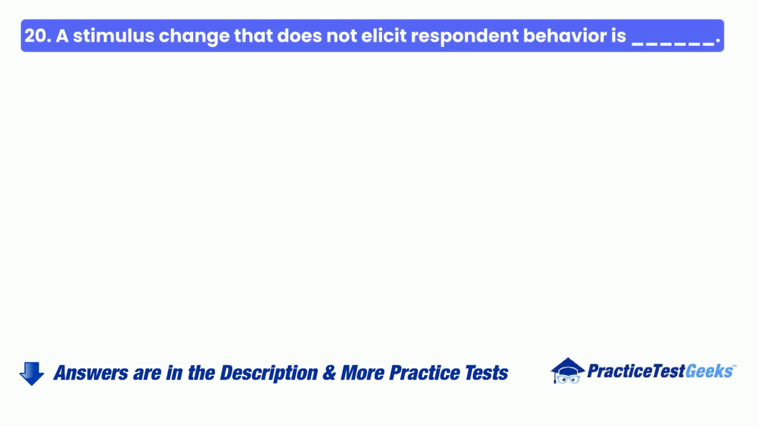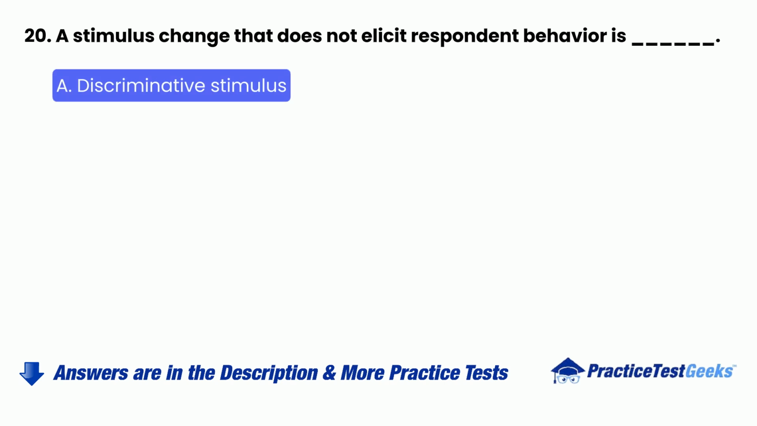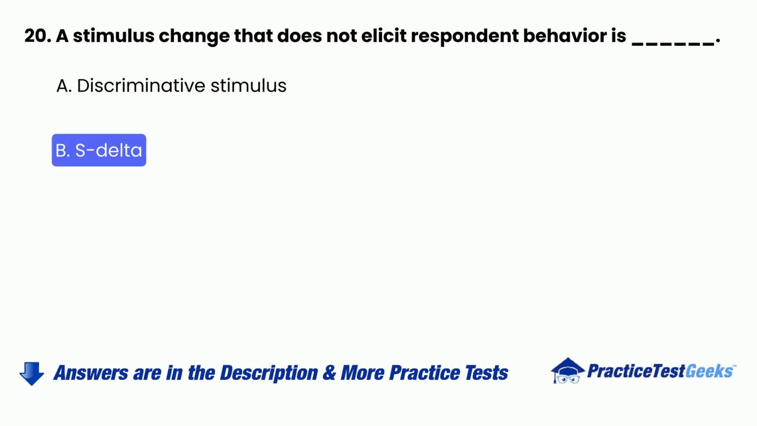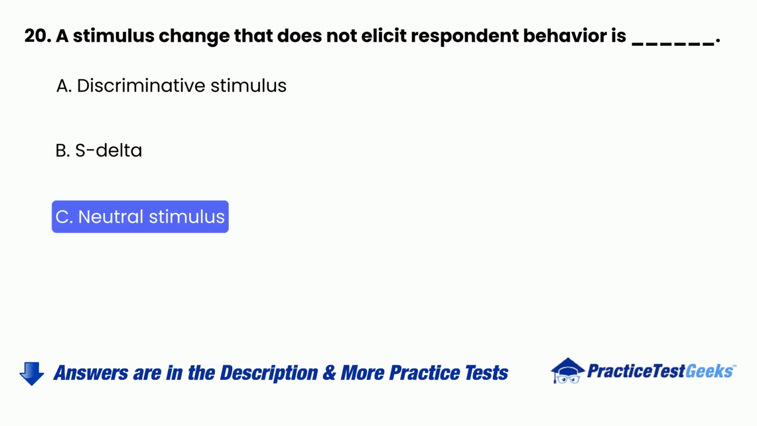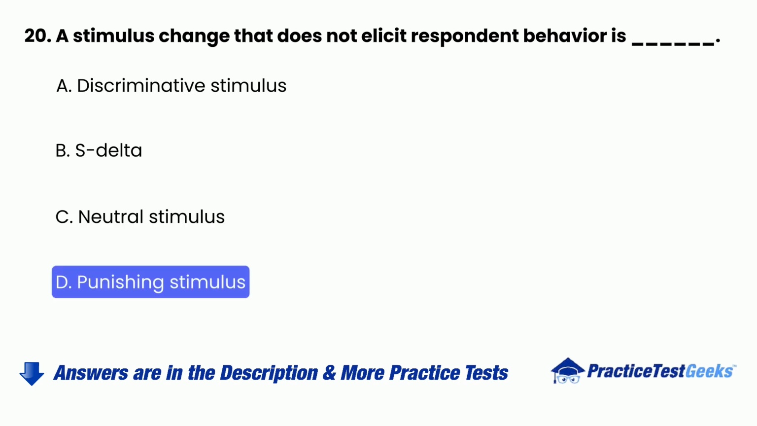(20) A stimulus change that does not elicit respondent behavior is: A. Discriminative stimulus. B. S delta. C. Neutral stimulus. D. Punishing stimulus.